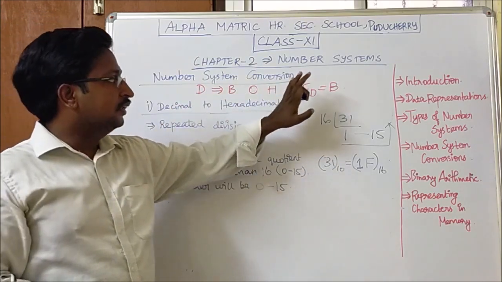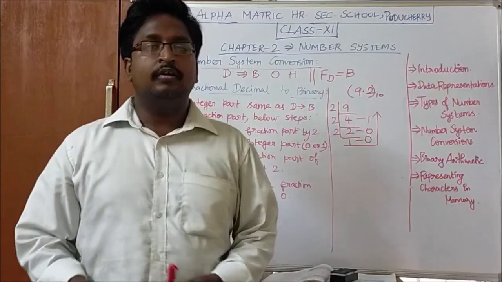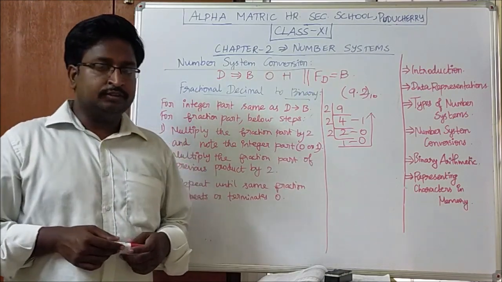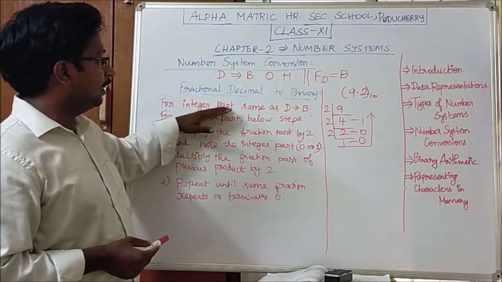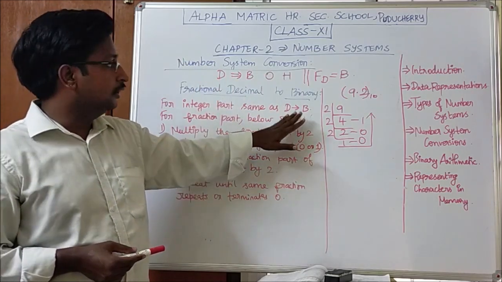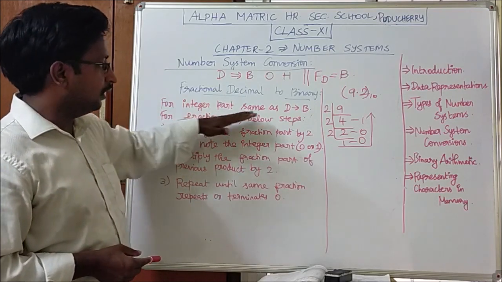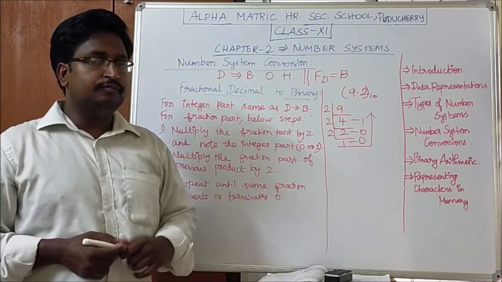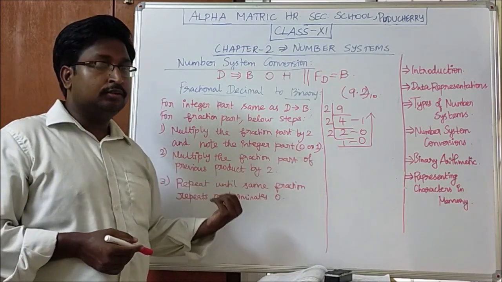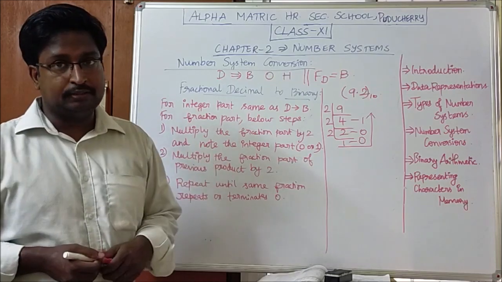Now let us see the fractional decimal to binary conversion. In the integer part there is no change. We have to follow the same steps as we followed in decimal to binary conversion. In the fractional part we have to follow the below steps. First let us go with the example and come back to the steps part, so that it will be easy for you to understand the steps in the fractional part.